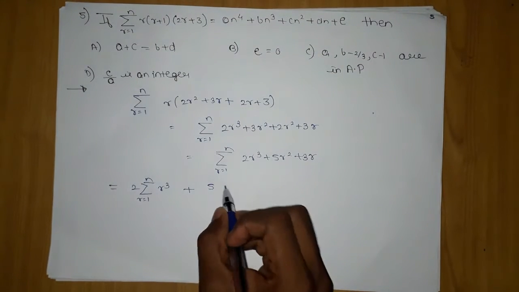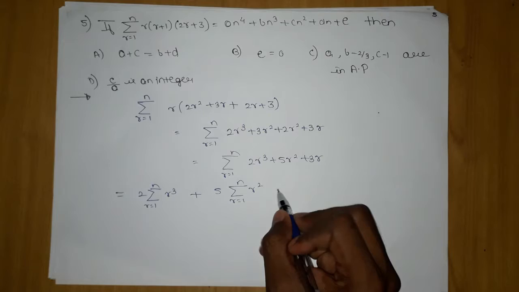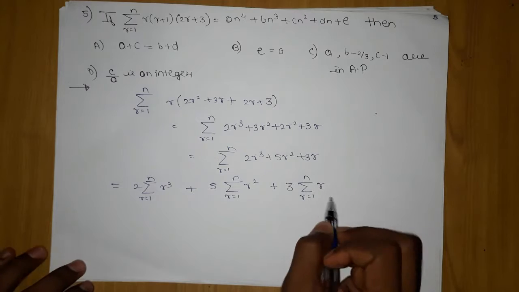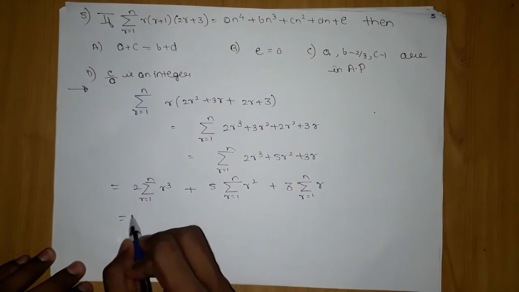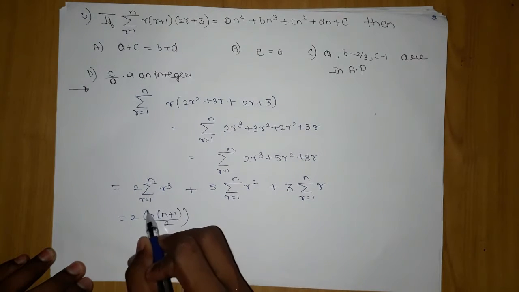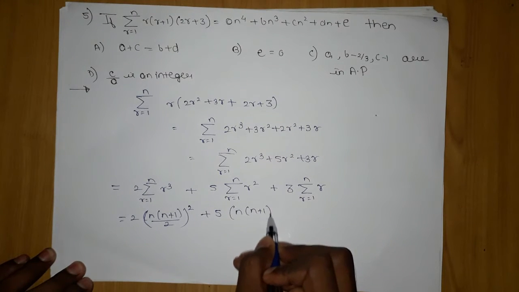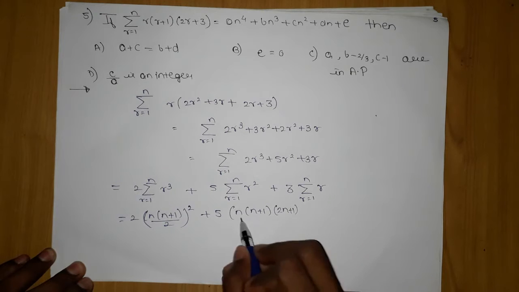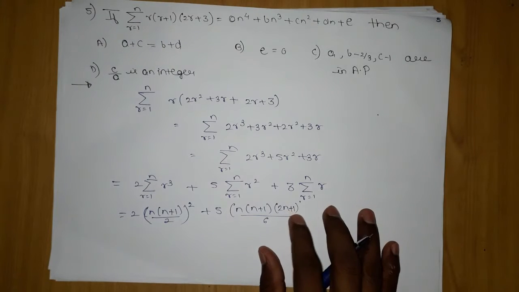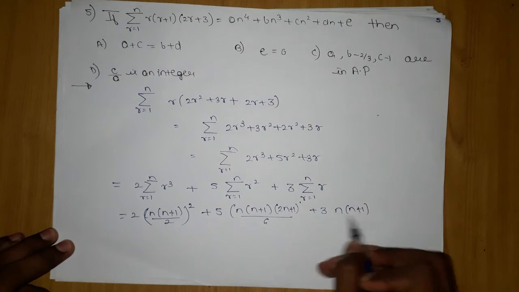Okay, so 5 will move here and we will have summation of r square, and 3 will be here and we will have summation of r, right? So what we will do here, we will apply this, which will give me n into n plus 1 by 2 the whole square. Further on, we will get n into n plus 1 into 2n plus 1 by 6. And here it will be n into n plus 1 by 2.